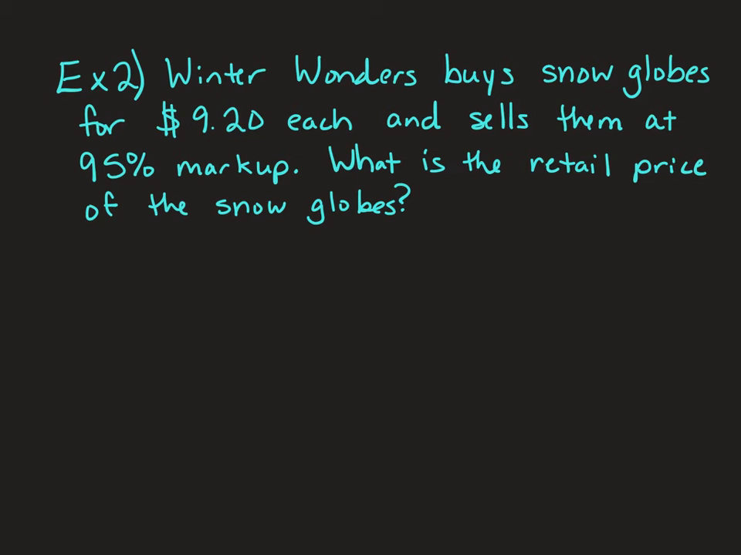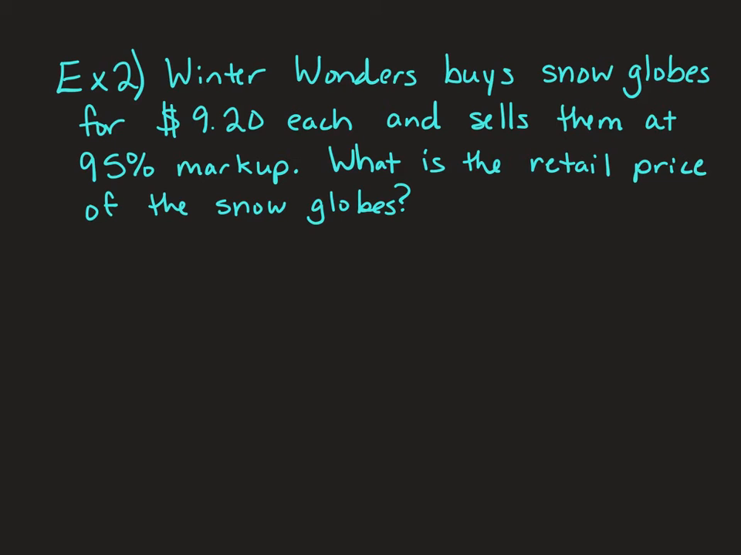Example 2 is using some percent change within a word problem. It's not going to be using the same skill that we just learned of determining the percent change, but it's using a change in percent to answer a question. So this word problem, example 2, Winter Wonders buys snow globes for $9.20 each and sells them at a 95% markup. What is the retail price of the snow globes?